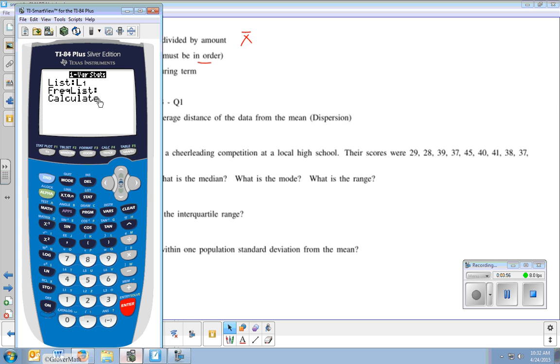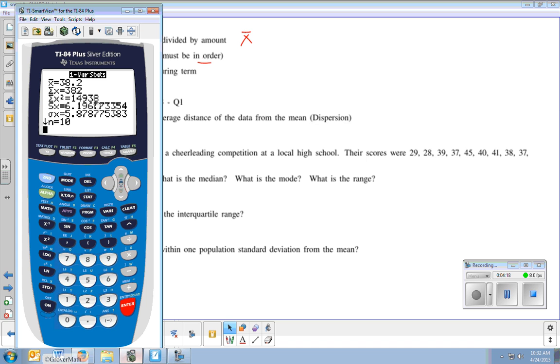You select that. Depending on your calculator model, you may have the screen or you may not. If you do have this screen, then you just need to make sure it says L1 there. Frequency we want to leave blank for now, unless we're doing a frequency table. And we're going to click calculate. If you don't have this screen, that's okay. You can just hit enter and you should end up with these same numbers.